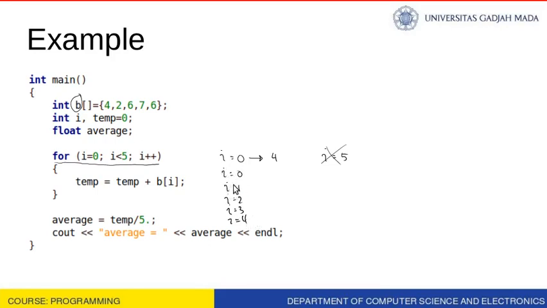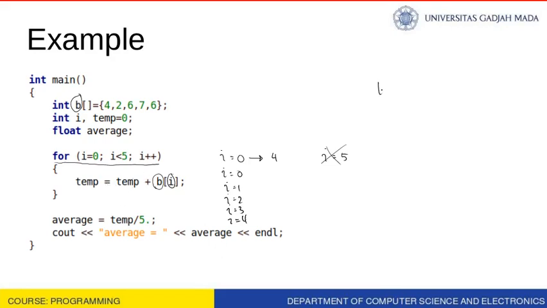Then by using this index, we can access the element of the array by using this counter, or the index, of the loop. So how to do that? We just write down the array name followed by I, and I will be changed based on this iteration from 0, 1, 2, 3, and 4.